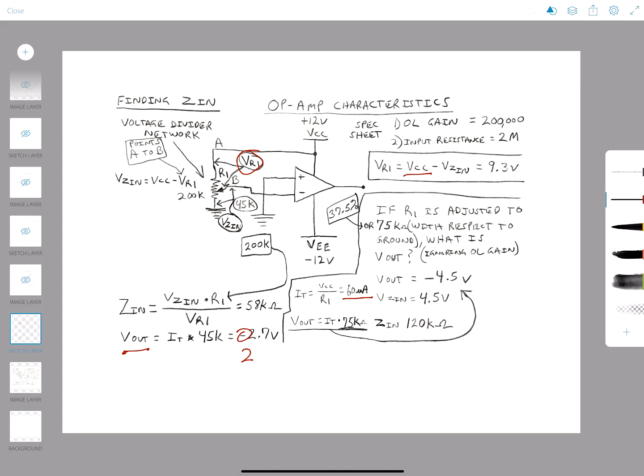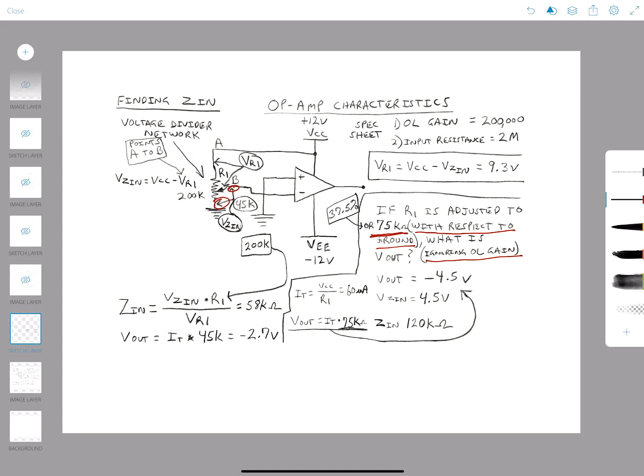Now let's say I adjust the potentiometer to 75 k ohms with respect to ground. In other words, at this point here and this point here, which is with respect to ground, I've adjusted it to 75 k ohms. So in this case, ignoring the open loop gain again, what would be our V out?